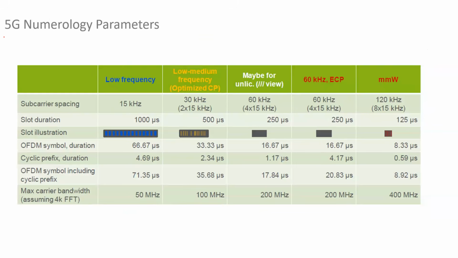We have discussed in the training. So first of all, we have subcarrier spacing. Subcarrier spacing can be 15 kilohertz, 30 kilohertz, 60, or 120, right? You can see here, in case of 60 kilohertz, it can be normal cyclic prefix or ECP, meaning extended cyclic prefix.